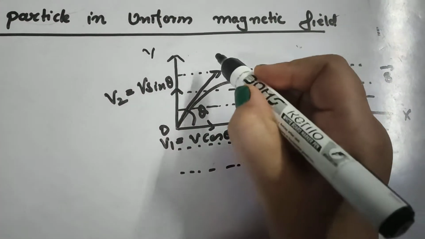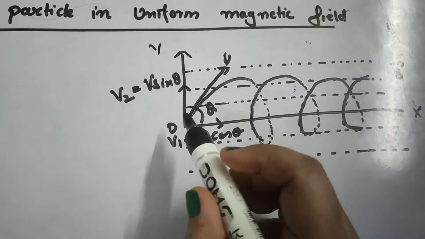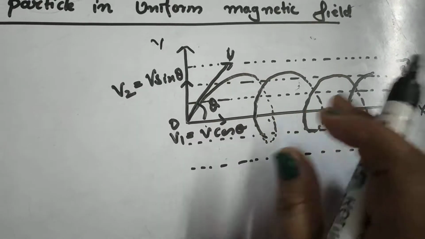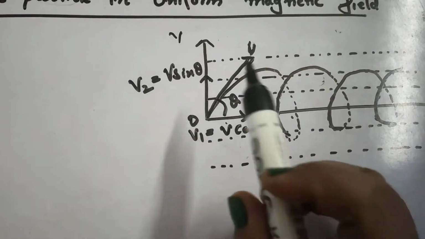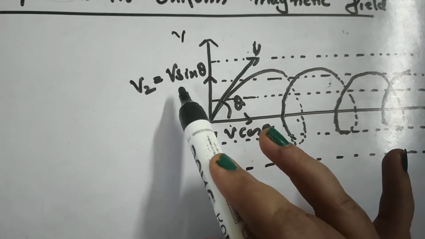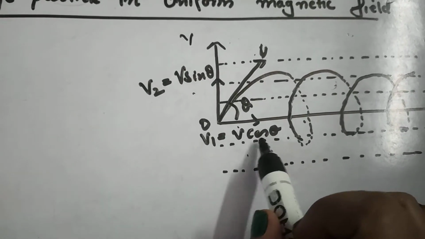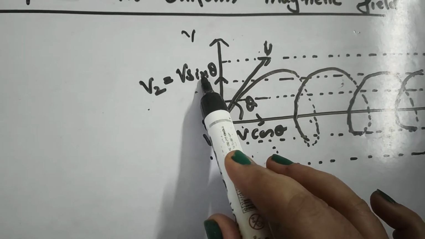Let us consider a charged particle having velocity v enters in a uniform magnetic field making an angle theta with the x-axis or with the direction of magnetic field. So this velocity will have two components, v sin theta and v cos theta. Let me represent v cos theta equal to v1 and v sin theta equal to v2.